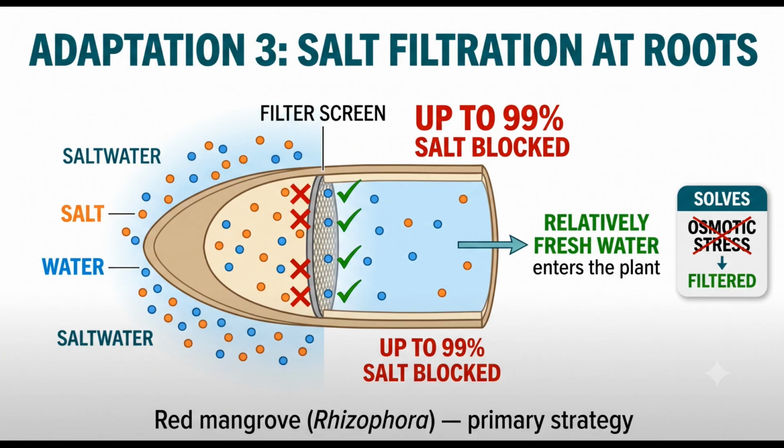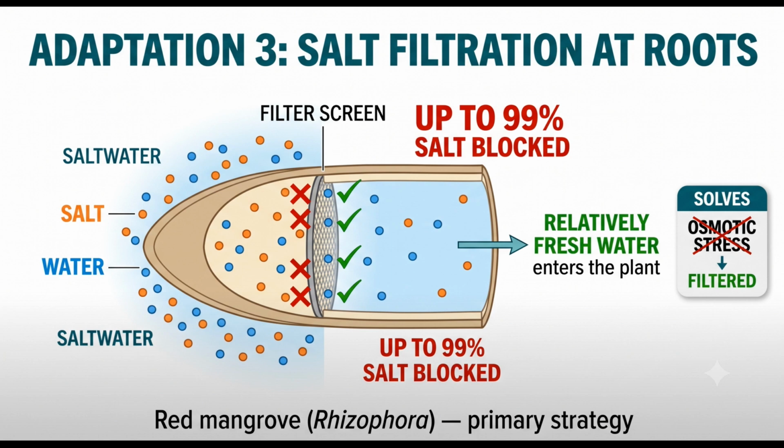On the left is salt water. Blue water particles and orange salt particles mixed together. At the root membrane, shown as a filter screen, most of the salt particles are blocked. Only water molecules pass through. The result is that the plant absorbs relatively fresh water from a salty environment.